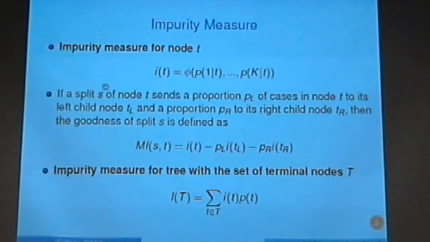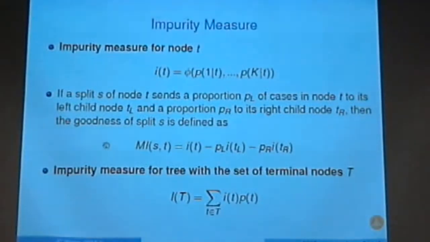If a split S of node T sends a proportion PL of cases in node T to its left child, we have to use this notation to illustrate the result. TL for the left child node and TR for the right child node. And the proportion PR goes to the right child node. Of course, you understand PL plus PR is 1, right?